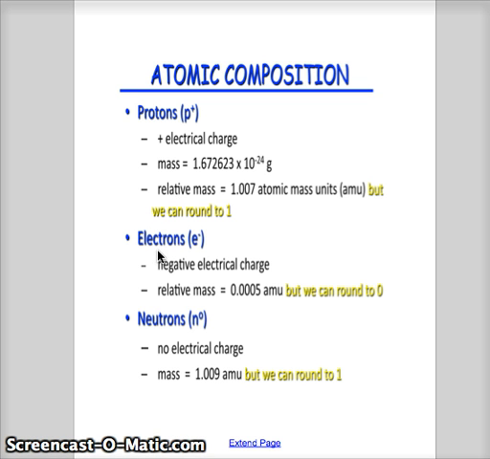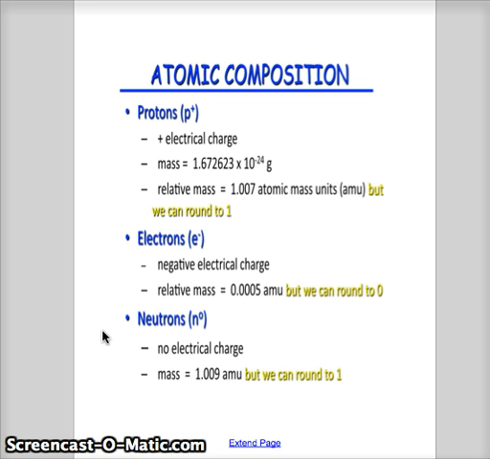Next up is the electron. You'll see the abbreviation as E with a negative sign. It has a negative electrical charge, hence the negative sign. And its relative mass in AMUs is 0.0005, but because that's so much smaller than 1.007, we just round it to 0 for what we're doing.